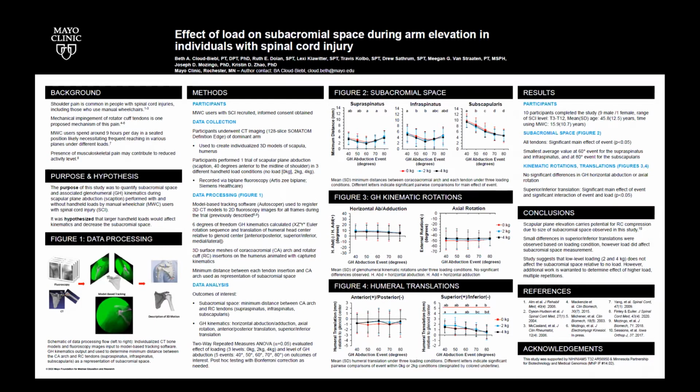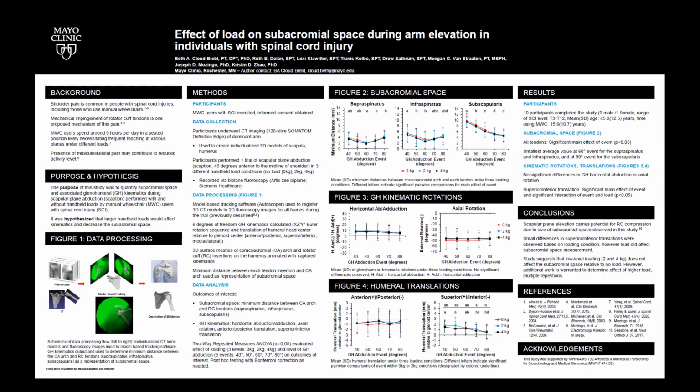So as Joe mentioned, with the data that was collected, we were able to define the subacromial space and look at glenohumeral kinematics. We evaluated all of these outcomes using a 2-way repeated measures ANOVA, where we considered the impact of load as well as the impact of the amount of glenohumeral abduction during the task. In Figure 2, we show our subacromial space outcomes for the 3 tendons of interest, the supraspinatus, infraspinatus, and subscapularis.